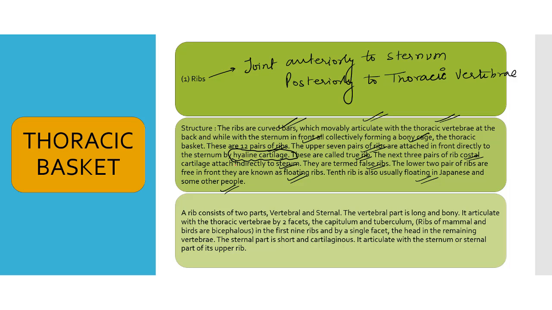Okay. So the most important thing you have to remember is that ribs attach to the sternum anteriorly and posteriorly to the thoracic vertebrae. The upper 7 pairs of ribs are true ribs because they are attached to the sternum with the help of hyaline cartilage. The next 3 pairs have costal cartilage, which attaches indirectly to the sternum. They are known as false ribs. The lower 2 pairs of ribs are free in front and are known as floating ribs. The 10th rib is floating in Japanese and some other people. Is it clear?